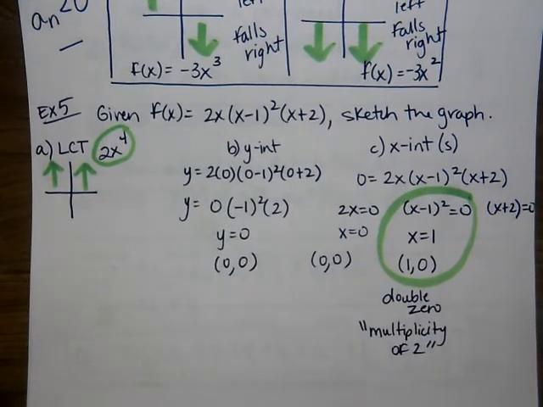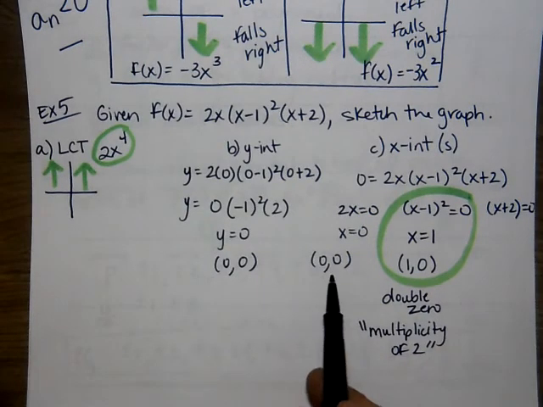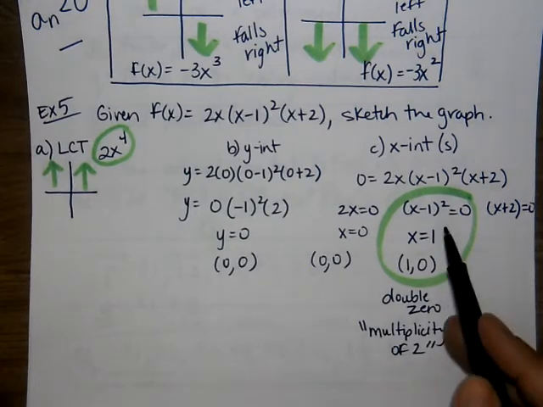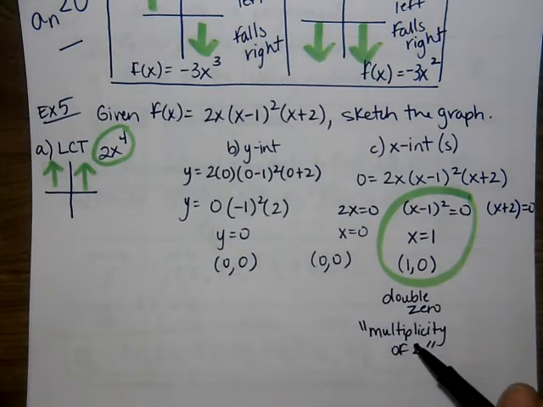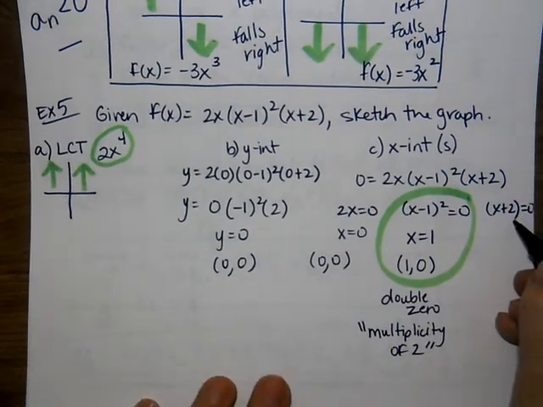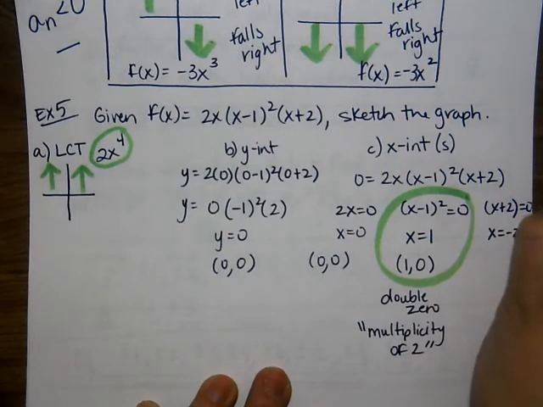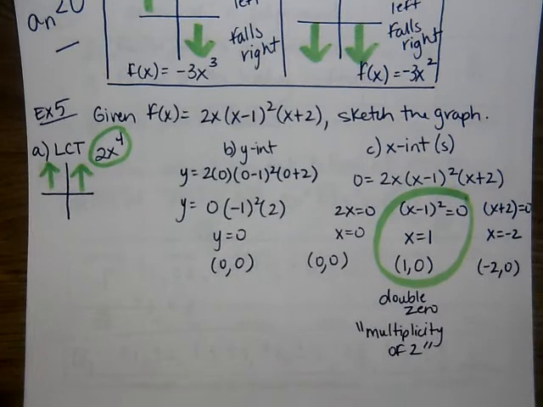You're going to see that in the book. It's going to say, like, what's the multiplicity? It just means how many times the 0 occurs. So this has a multiplicity of 1 because it only occurred one time. Since this was a double, it would occur twice. It has a multiplicity of 2. This last 0, I get x equals negative 2, so my intercept is (negative 2, 0). This has a multiplicity of 1. It only occurs once.